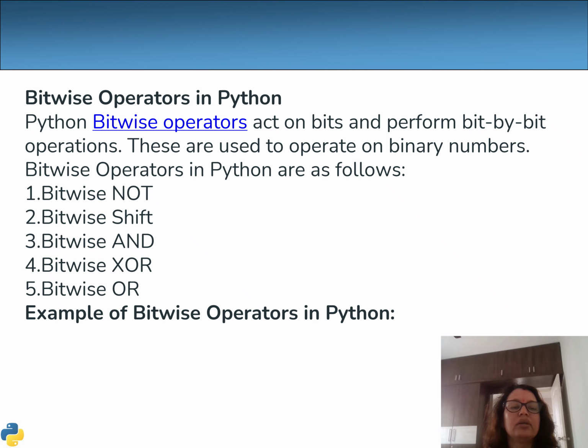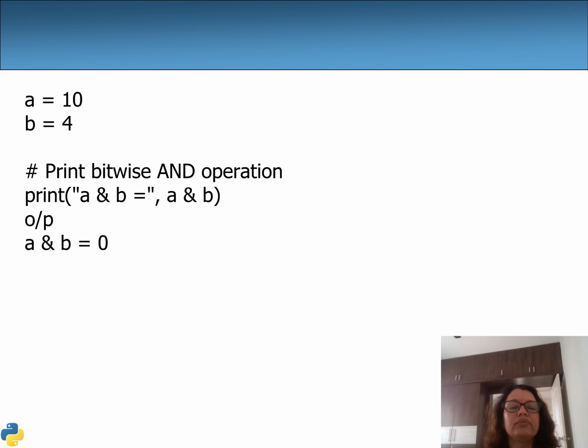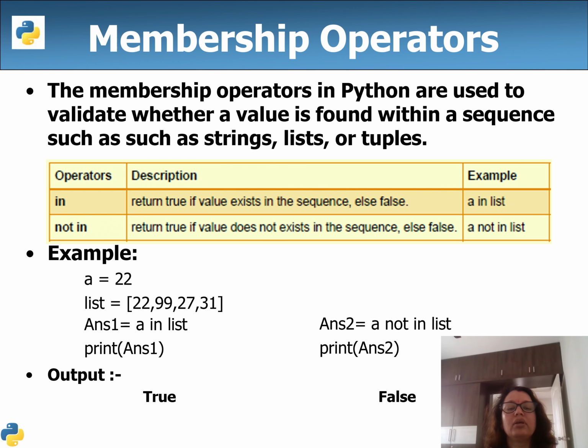Bitwise operators in Python. These are the few bitwise operators: bitwise not, bitwise shift, bitwise and, bitwise XOR, bitwise OR. This is the example for this. Then membership operators. There are two types of membership operators: in and not in. So the example here is A in list, A not in list.